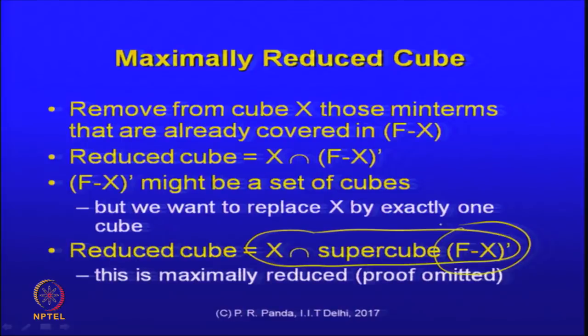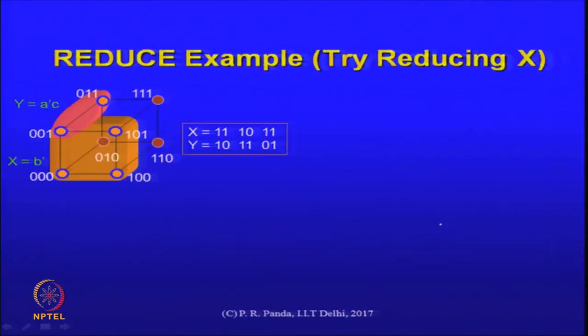That this is actually the maximally reduced cube, we will leave the proof of it, but you can see that it must be safe to do it. There is a larger cube formed of that complemented set, and we are intersecting that with x, which means that we are choosing only from what was there in x. So, it must be safe to do that. That is the idea. So, this is what theoretically we are looking for as the reduced cube.